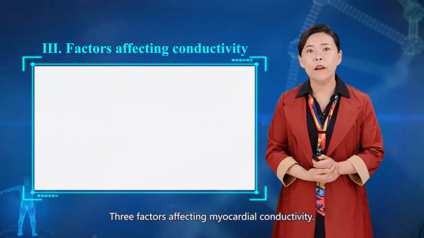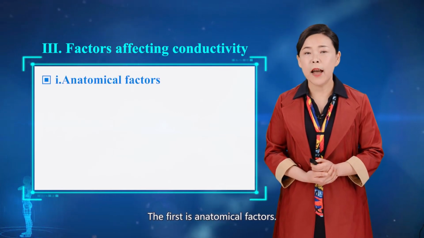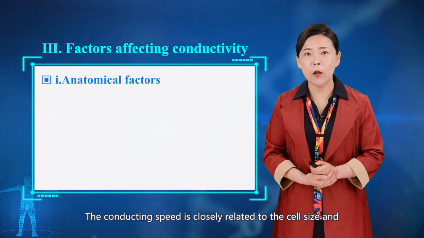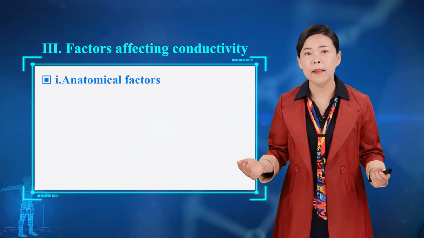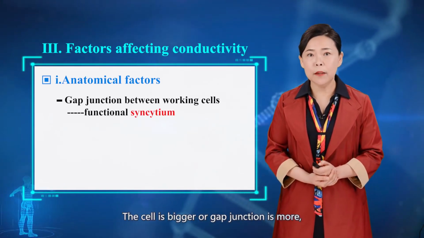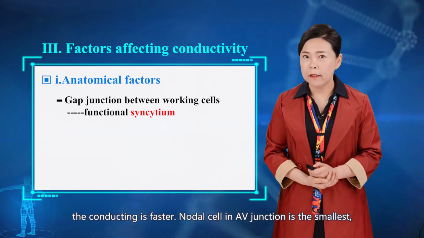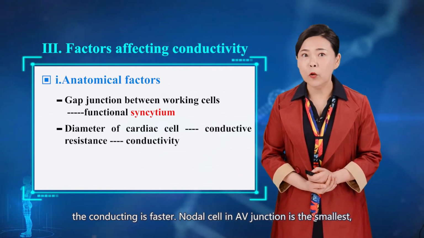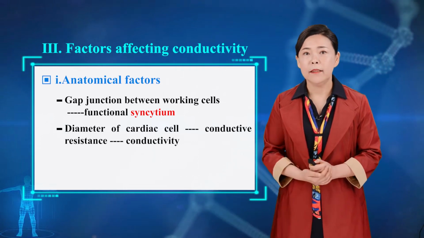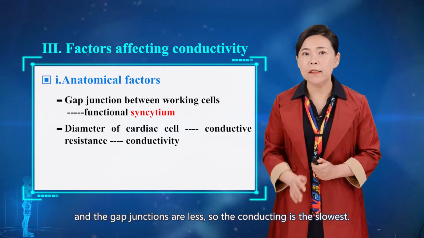3 factors affecting myocardial conductivity. The first is anatomical factors. The conducting speed is closely related to the cell size and the number of gap junctions. The cell is bigger or gap junction is more, the conducting is faster. Nodal cells in AV junction are the smallest, and the gap junctions are less, so the conducting is the slowest.